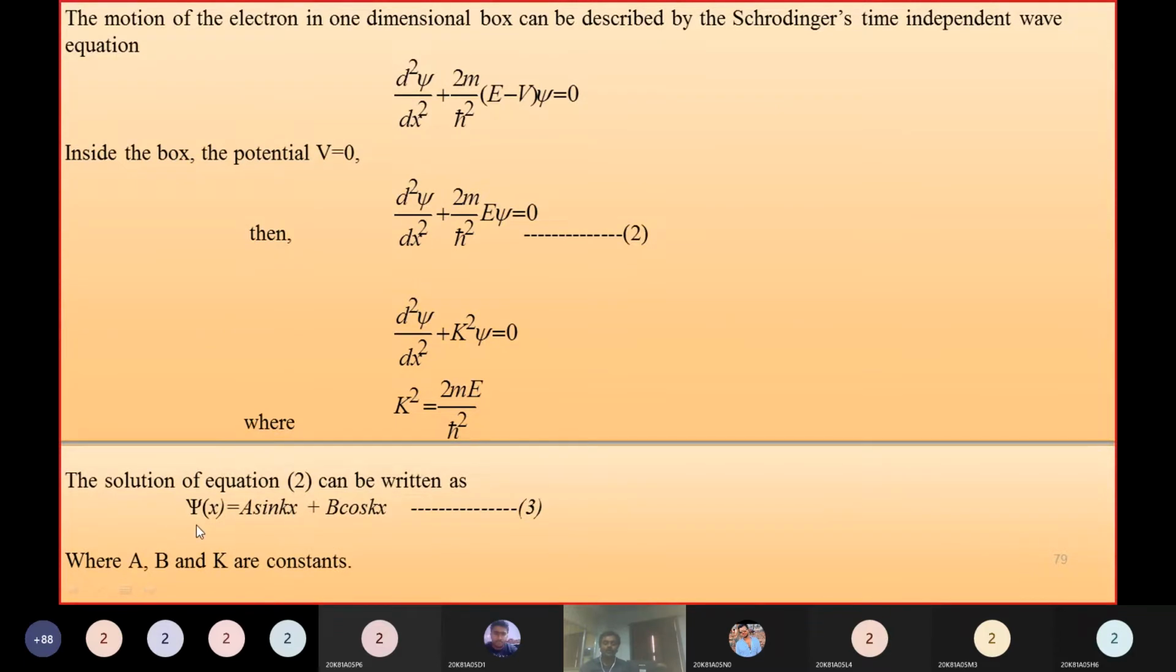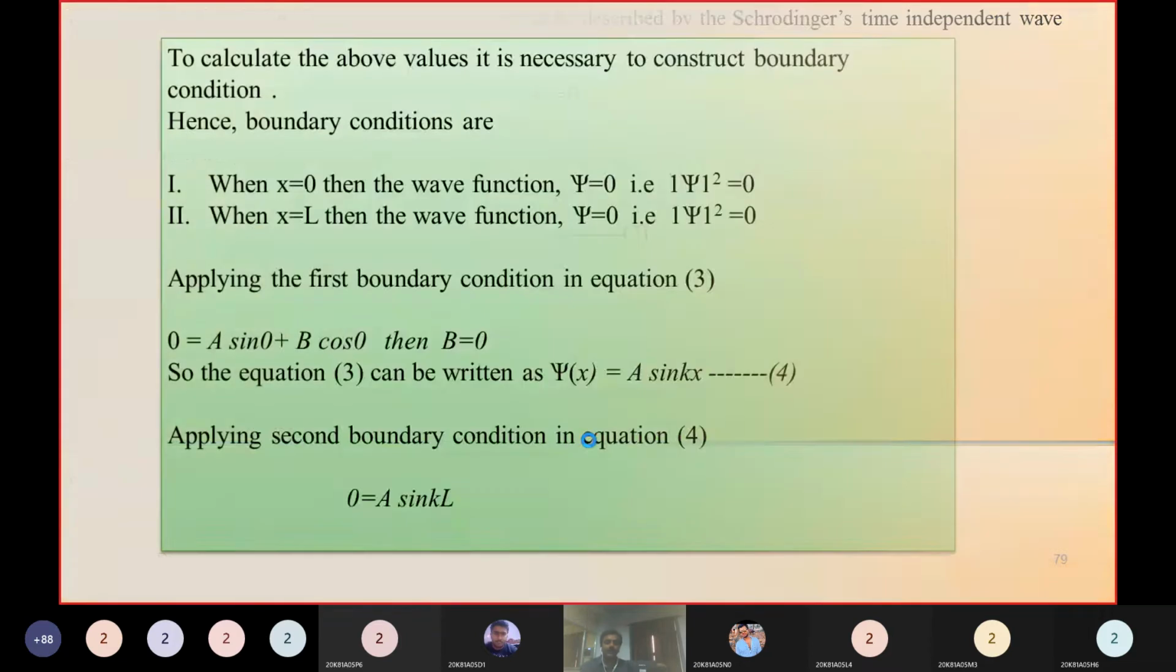So what is the solution of this equation? Psi of x is equal to A sin kx plus B cos kx. Here A and B are the constants. Already we know what k is. Now, to calculate the above equation, we have to consider two boundary conditions, whatever we discussed previously. That condition only we are taking here.